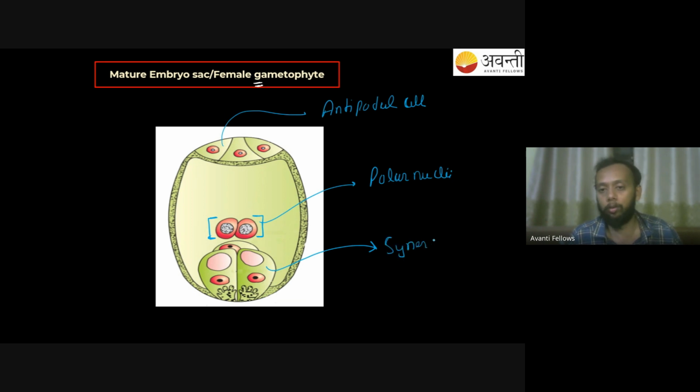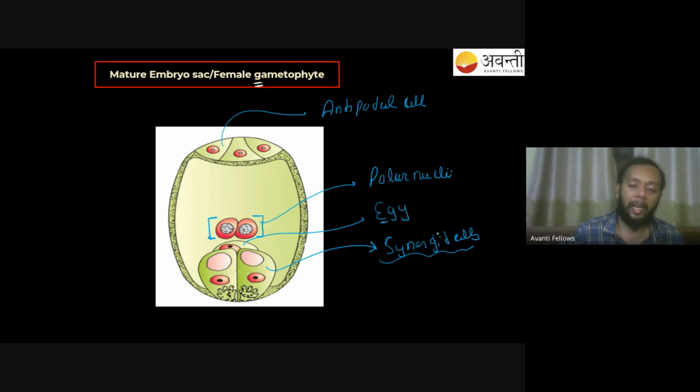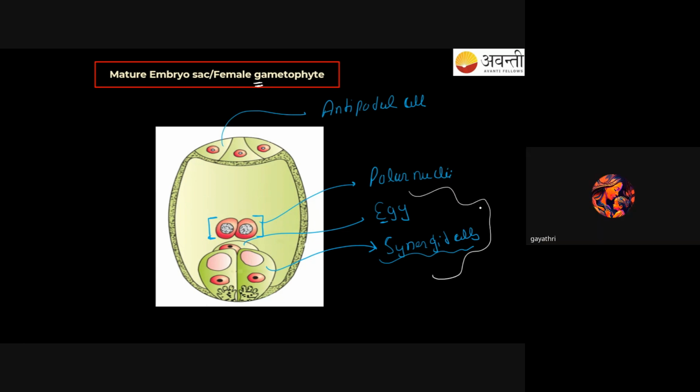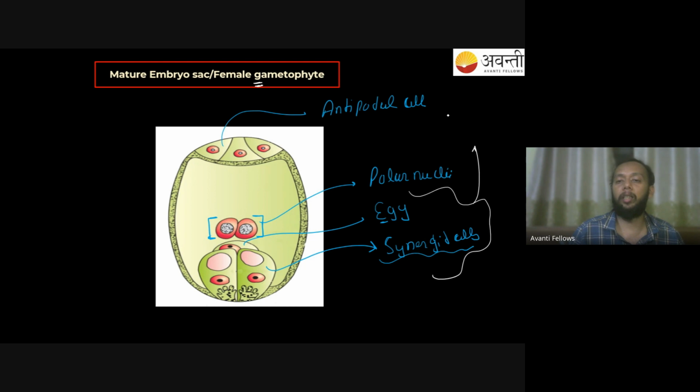Synergid cells are the two cells which you get to see over here, and then the one is going to be my egg cell. This will be my egg, and the egg and synergids are collectively called what? What do you collectively call them? Egg apparatus. Right, you are going to call them the egg apparatus.